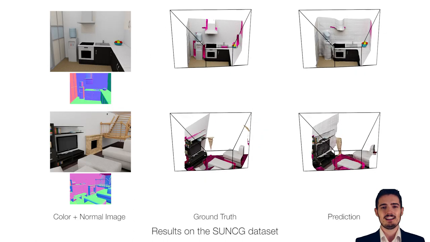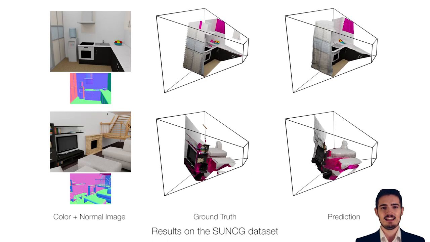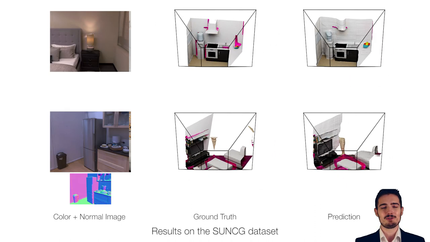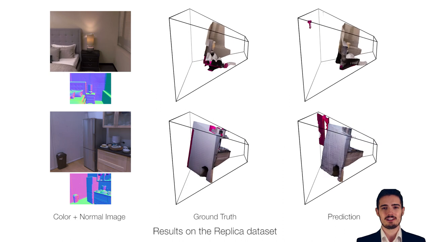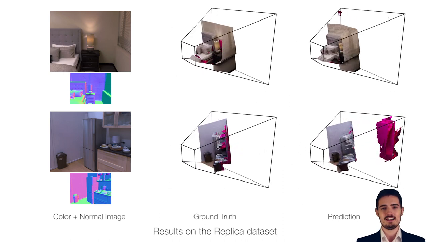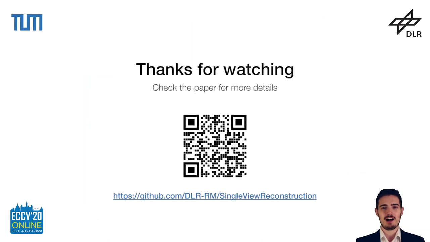We have trained this on the synthetic dataset SunCG and evaluated on the real-life Replica dataset. The results showed that it is possible to reconstruct scenes based on one single color image. For more details, we refer to the paper and our open source code.